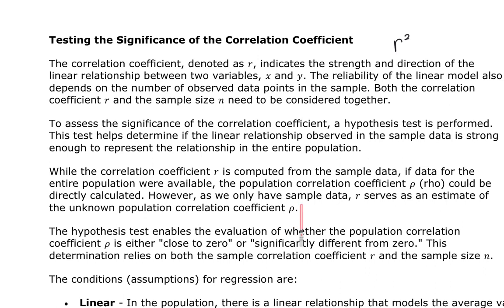However, since we typically only have the data sample, R is going to serve as an estimate for the unknown population correlation coefficient rho, just like when we use P hat for proportion and X bar for the mean. Our hypothesis test will enable us to evaluate whether the population coefficient rho is close to zero or significantly different from zero. This determination relies on both the sample correlation coefficient and the sample size.